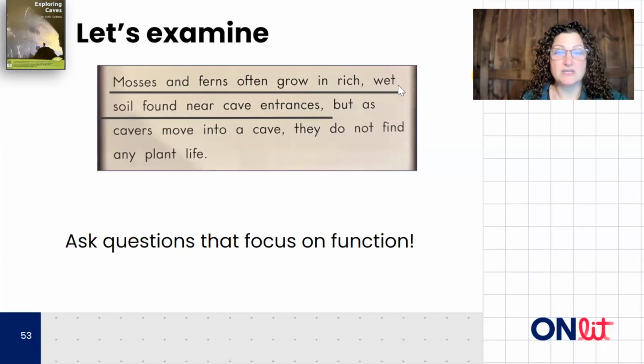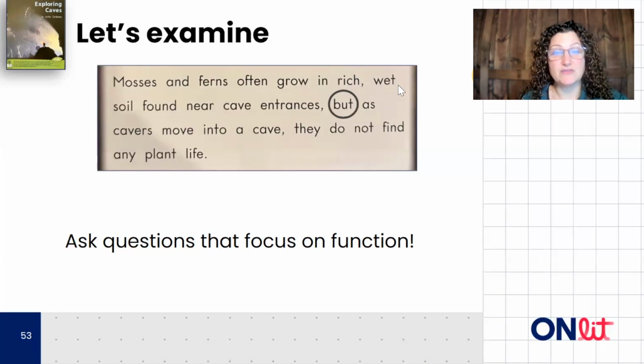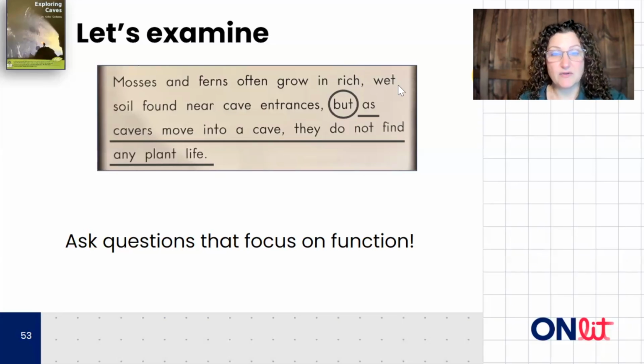We might continue in this manner, demonstrating the unique functions of different parts of the sentence. We might focus on the conjunction but and how it signals an opposing idea coming up. We might again focus on the who and the do of the second part of the sentence, cavers and moving. Or we might focus in on the use of the pronoun they and the role that it plays in the sentence by asking, who is they referring to? We might discuss the difference between a complete idea that can stand alone and compare it to one that cannot stand alone, like as cavers move into a cave.